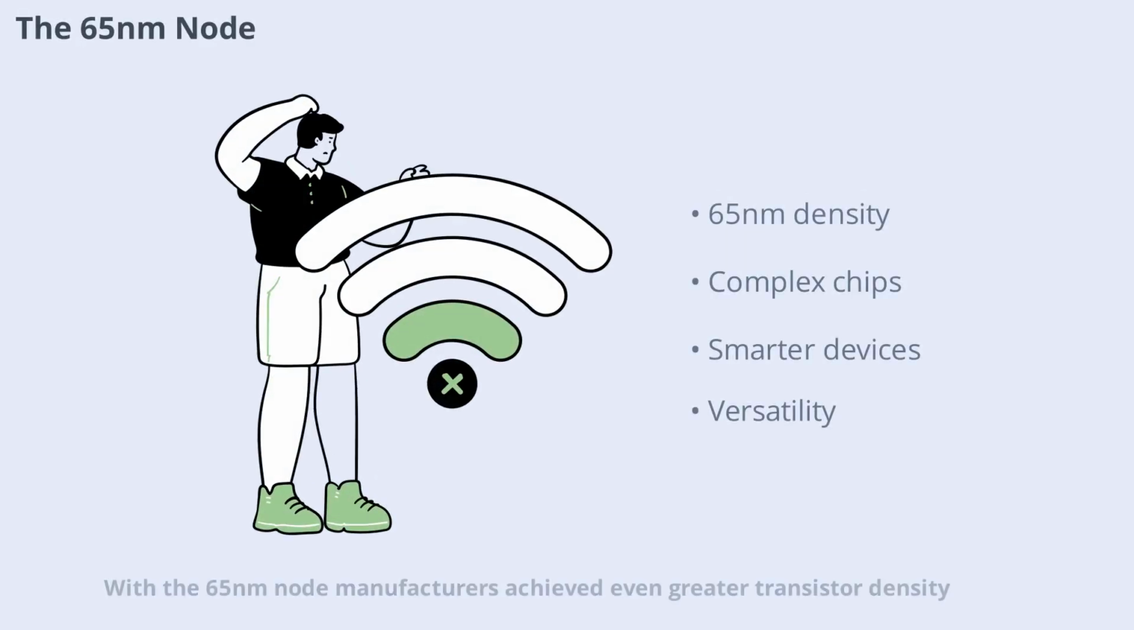With the 65 nm node, manufacturers achieved even greater transistor density. This advancement allowed for more complex chips, supporting new features and capabilities. Devices became smarter and more versatile, benefiting from the increased integration and efficiency of the 65 nm process.